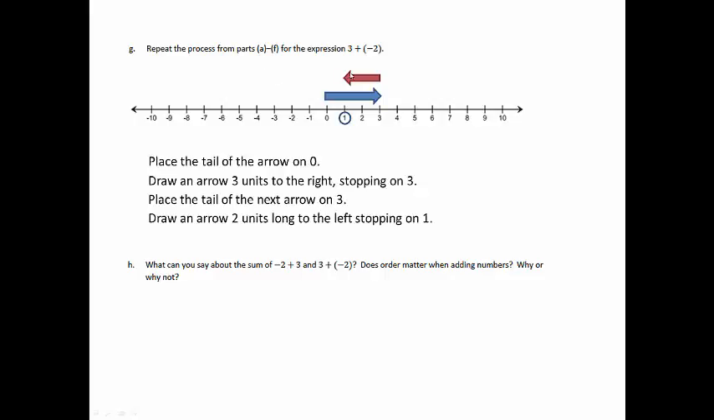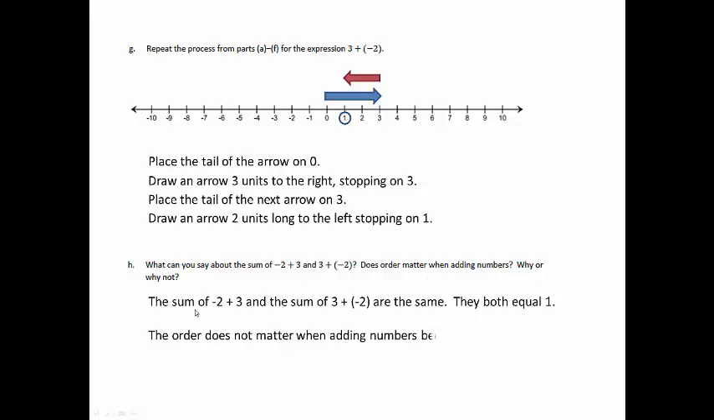As you can see, whether we did -2 plus 3 or 3 plus -2, we ended up at the same answer, 1. So the question is, does order matter when adding numbers? Why or why not? The sum of -2 and 3 and the sum of 3 and -2 are the same. They both equal 1. The order does not matter when adding numbers because addition is commutative. As long as we take the signs with our numbers, we can change the order in any manner we choose with addition.